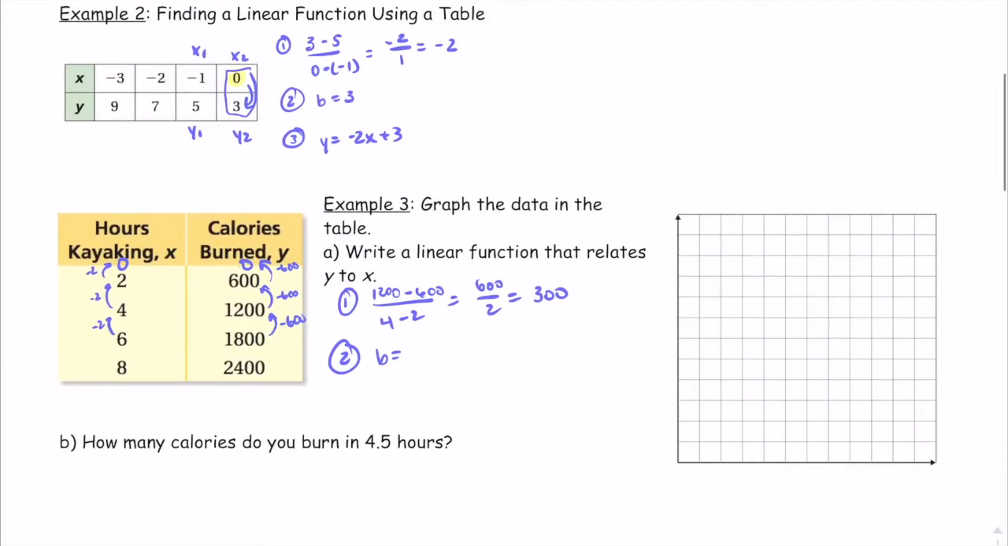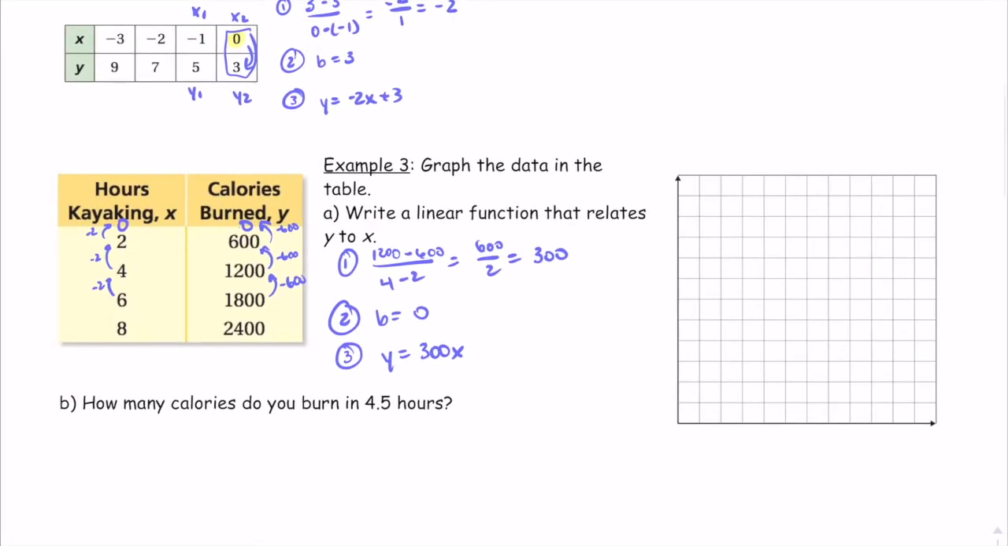All right. So my b is 0. So my step 3, writing the entire equation out, y equals 300x plus 0, but I don't even need to write the plus 0, so I could leave it just like that. All right. Oh, and I didn't even read the problem. It says graph the data in the table. All right, so let's graph it.